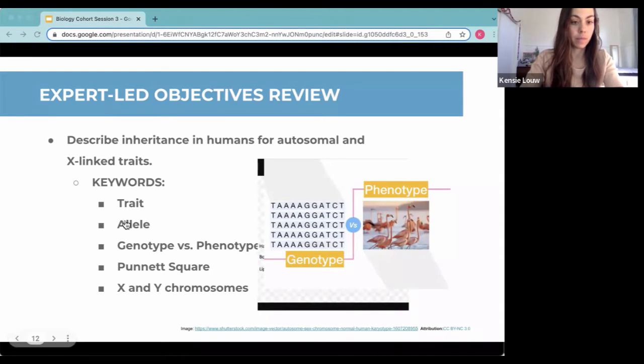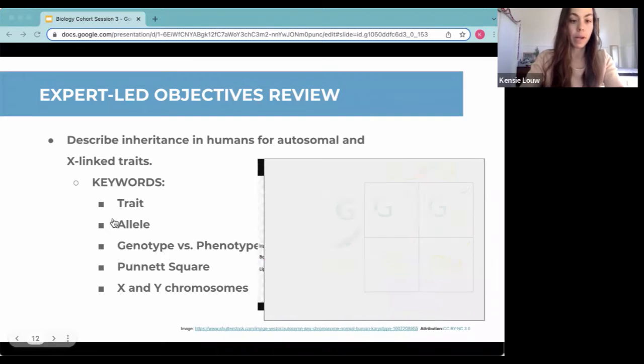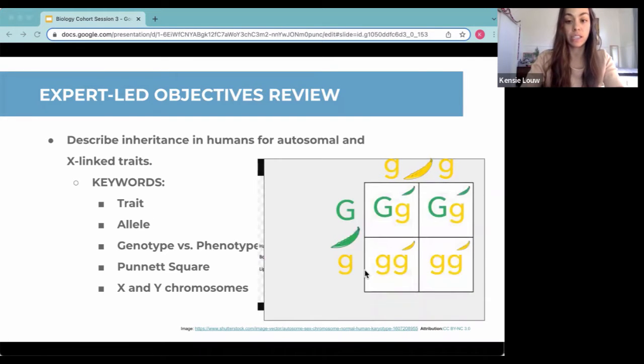Next is Punnett Square. So Punnett Square is a way to visualize genetic inheritance. So it's a way of writing out the alleles from each parent in a square grid. So these vertical letters here correspond to an allele from one parent, and then these horizontal correspond to the allele from the other parent. And then you write them out in these squares to show what the chances are of offspring inheriting each genotype.